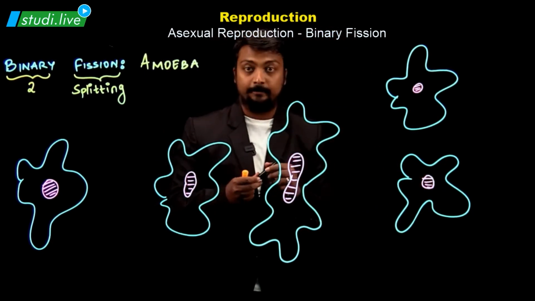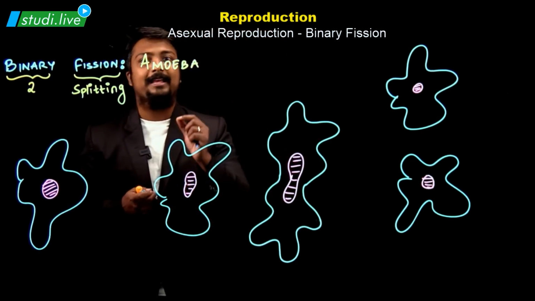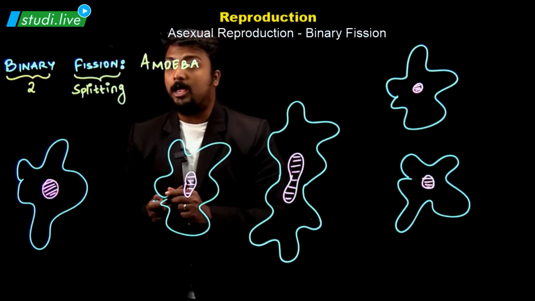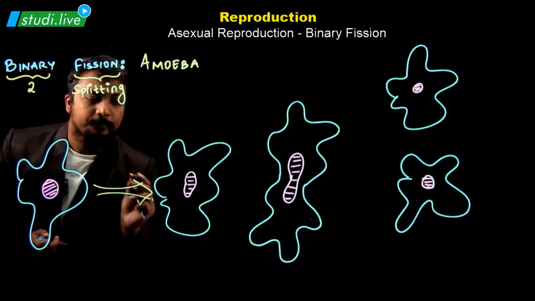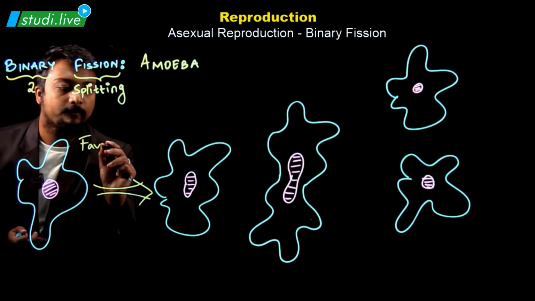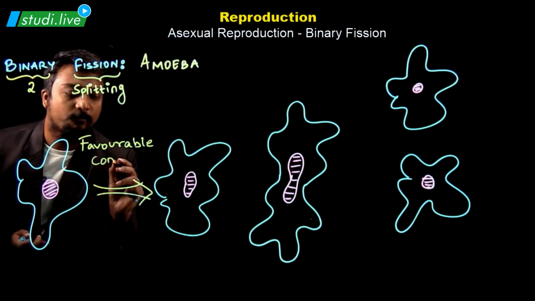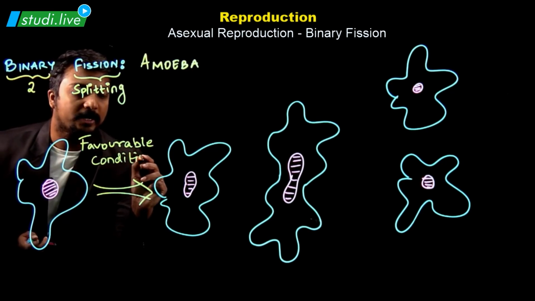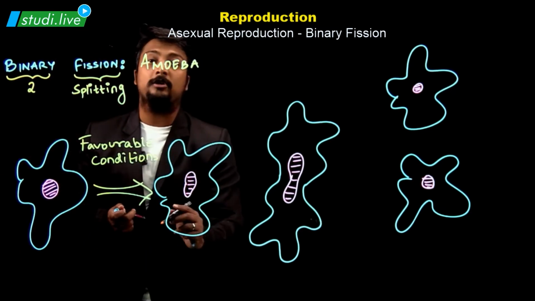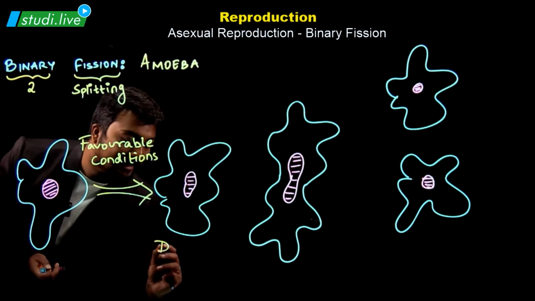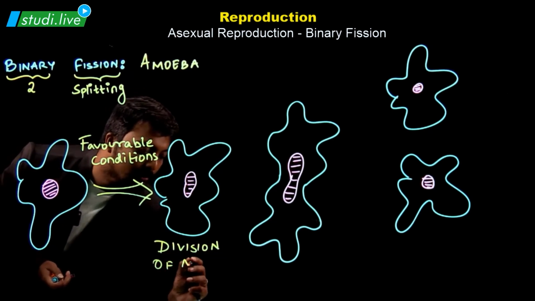So what happened in the entire scenario? I had an amoeba. When do they reproduce? An amoeba, during favorable conditions. During favorable conditions, what starts to happen? The nucleus starts to divide. So I can say here division of nucleus starts.